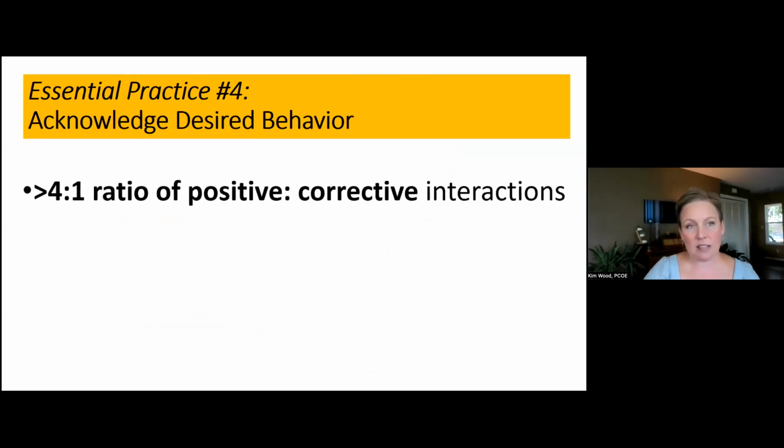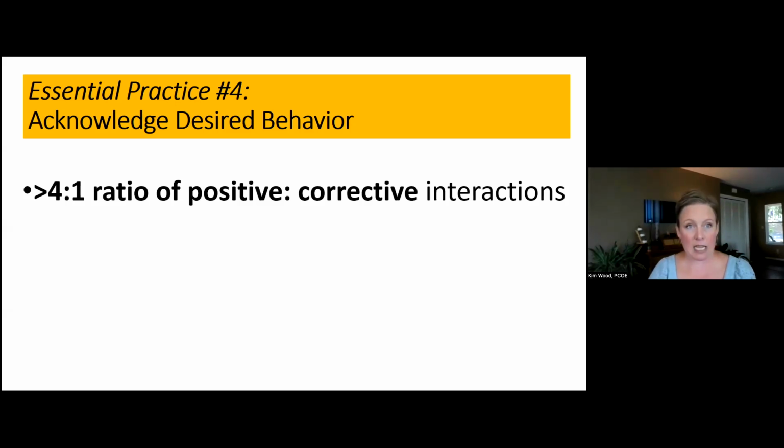So some tips about that. I'm sure a lot of you have heard that, generally speaking, we want to have at least a 4-to-1 ratio of positive to corrective interactions. And that doesn't have to be like, good job, good job, good job. Do that differently. When we say positive to corrective, it could be reinforcing, it could be relationship building, it could just be connections.